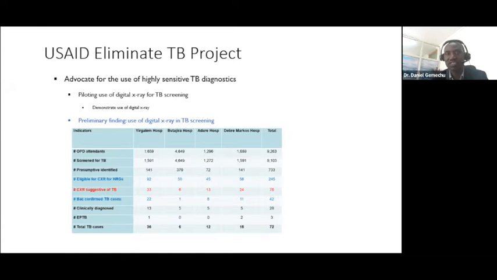So this is evidence we are bringing to higher policymakers to expand the use of technology so that you can reach more patients, improve case finding, and provide quality of care. Next slide.